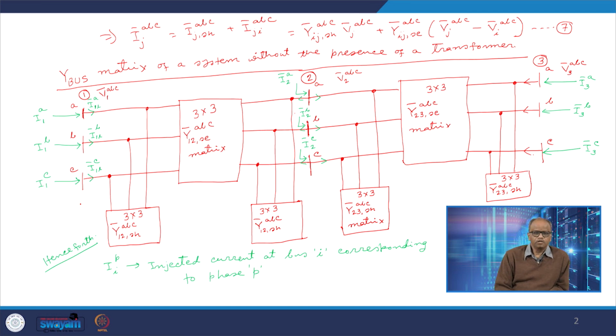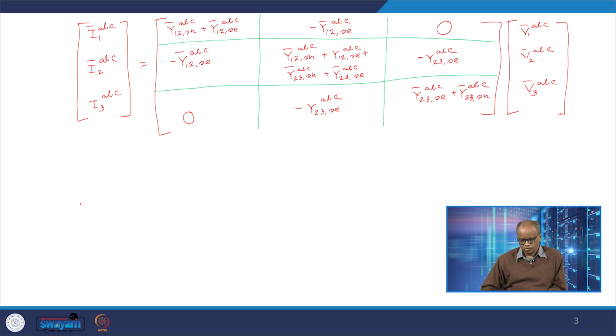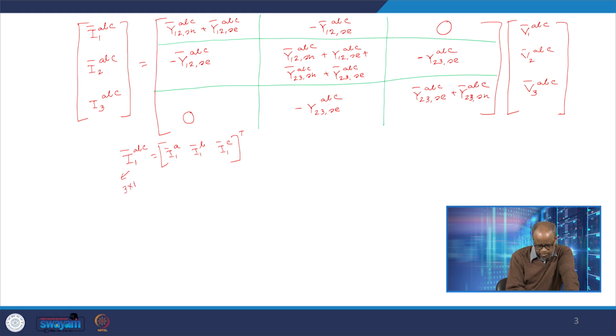And then we wrote down the detailed equation, and after writing it down we obtained the following structure, where I1 ABC, I2 ABC, I3 ABC are the three current vectors. For example, let us again recap: I1 ABC is essentially I1A, I1B, I1C transpose. So, this is basically a 3 cross 1 vector.